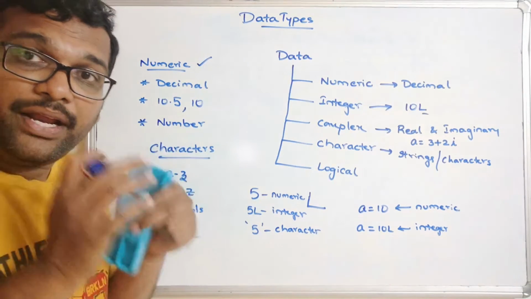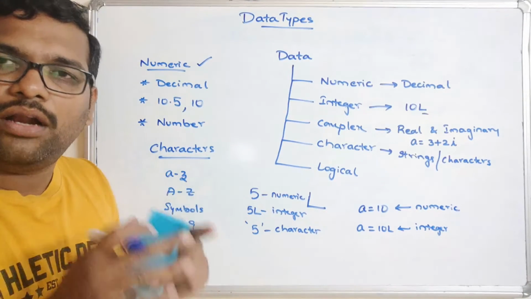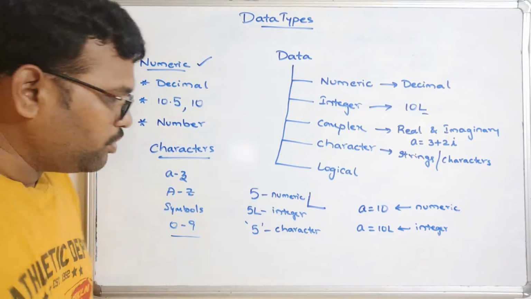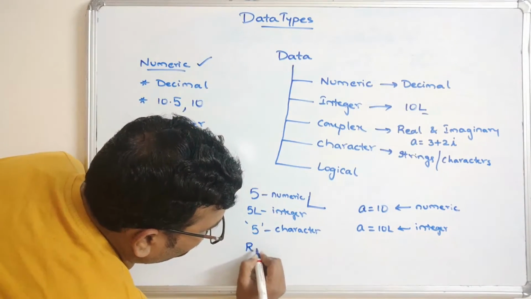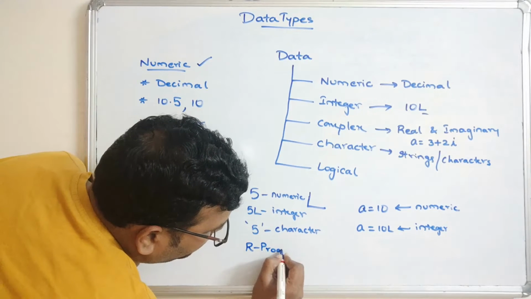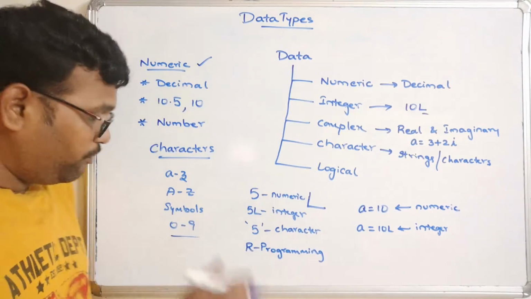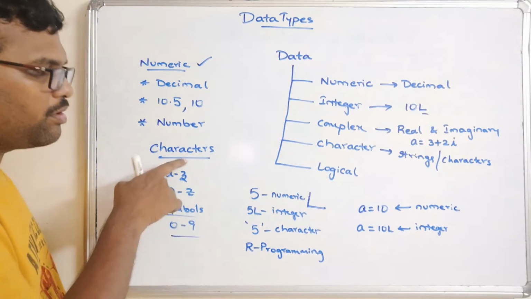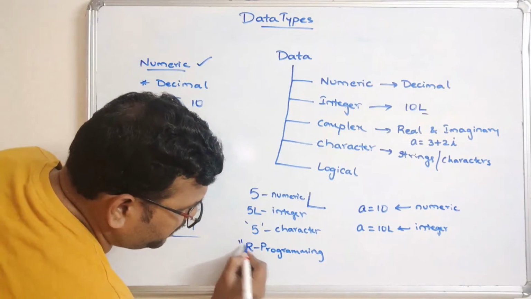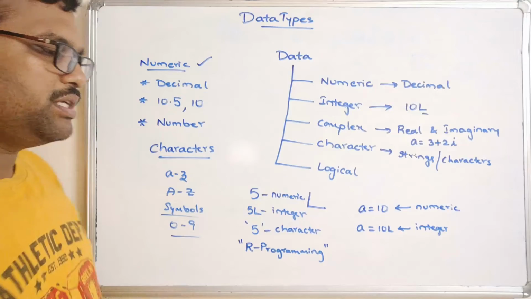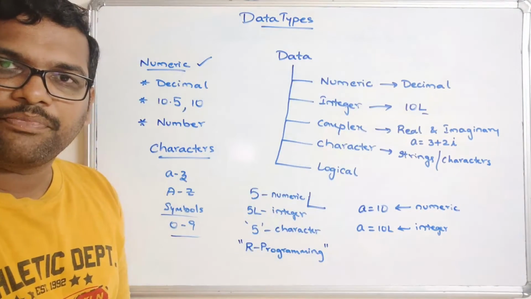Alright, so every character must be enclosed in single or double quotations. This is called a character. For example, write down R programming. This is nothing but a group of characters. We have seen that symbols also come under characters, so any symbol must be enclosed in double or single quotations. Only then will it be considered a character data type.